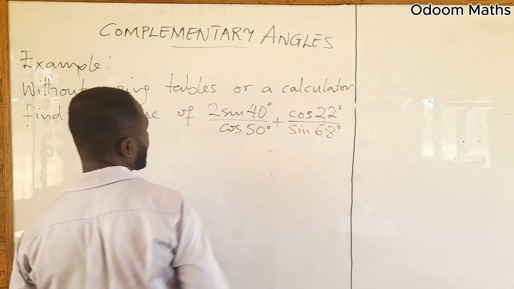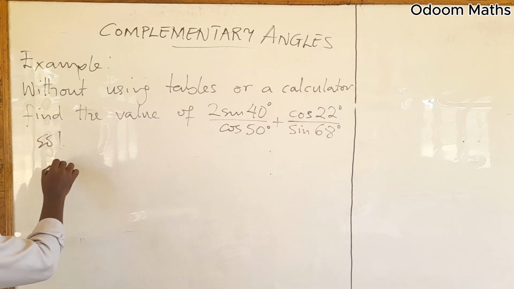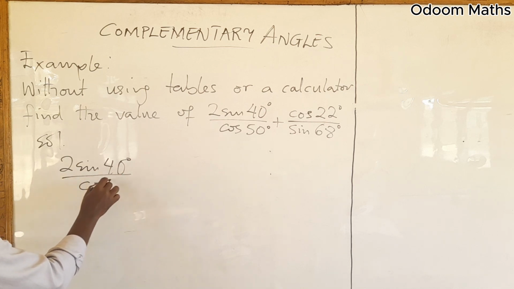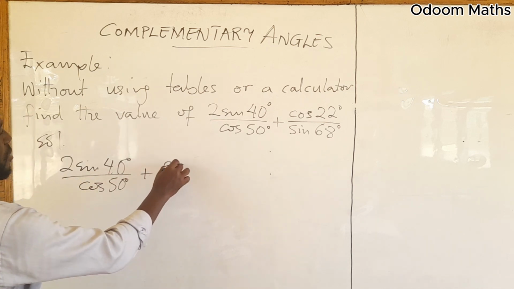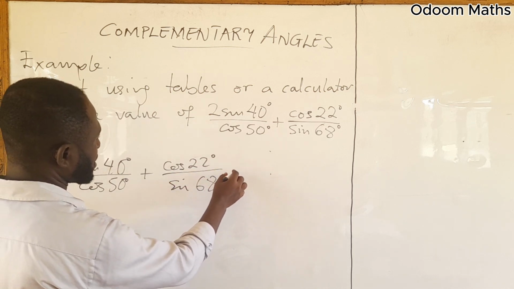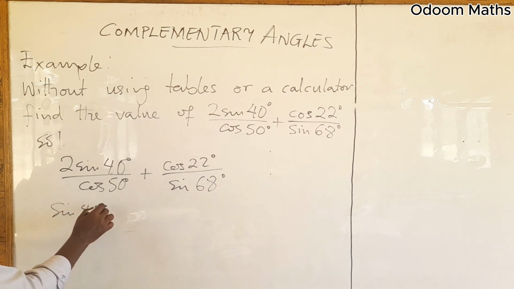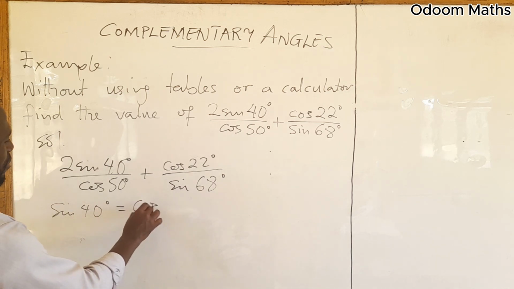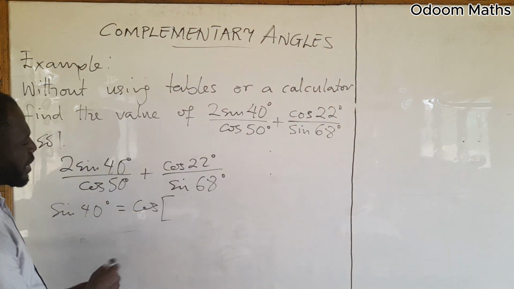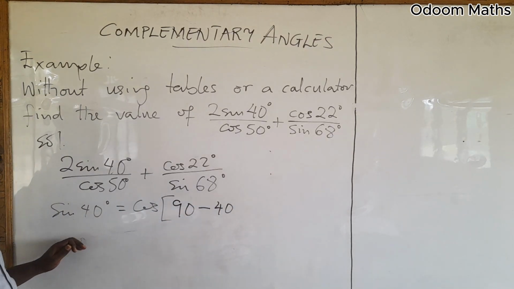Now let's look at 2 sine 40 degrees over cos 50 degrees plus cos 22 degrees over sine 68 degrees. We can say that sine 40 is equal to cos of (90 minus 40).